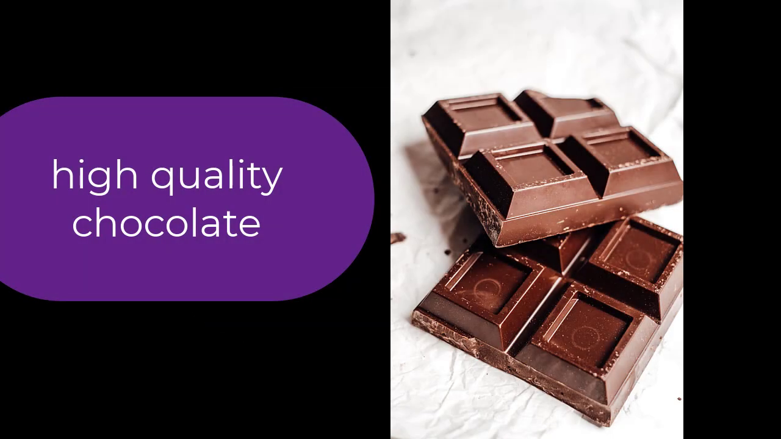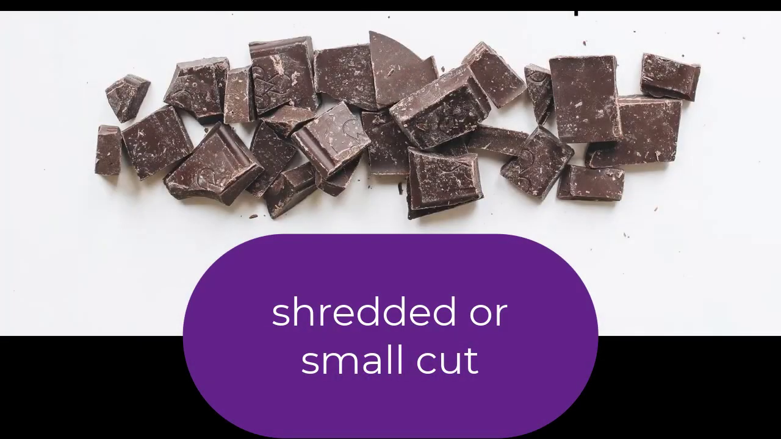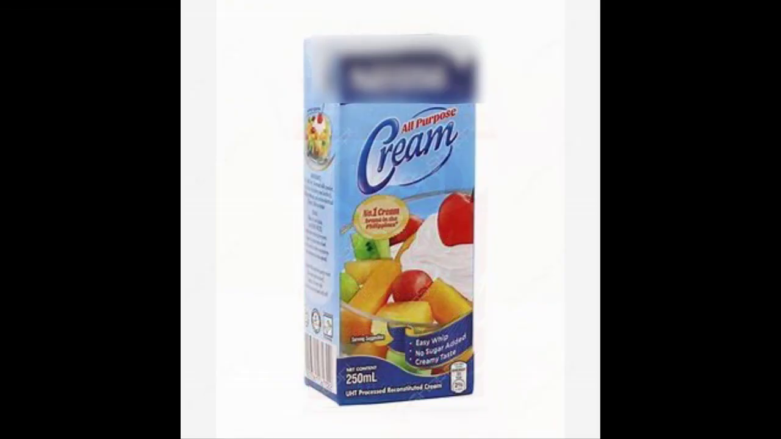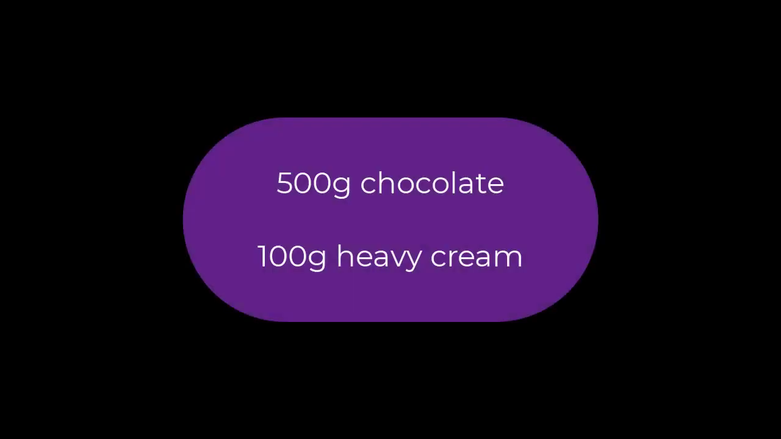Only 2 ingredients are needed, the chocolate and the heavy cream. In making the ganache, it is important to use high-quality chocolate, not cheap ones. The chocolate should be shredded or cut into small pieces before melting. This will make the process faster. For the cream, you can use heavy cream or all-purpose cream. For every 500 grams of chocolate, add 100 grams of cream.